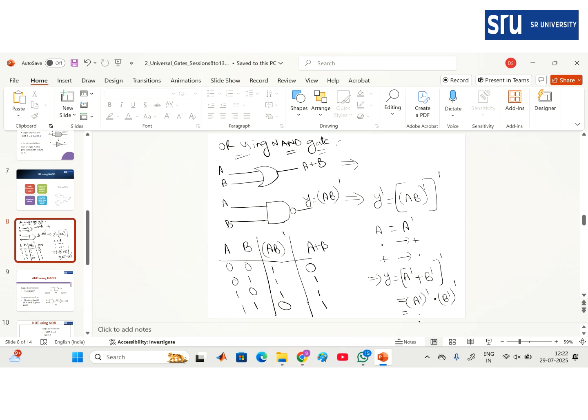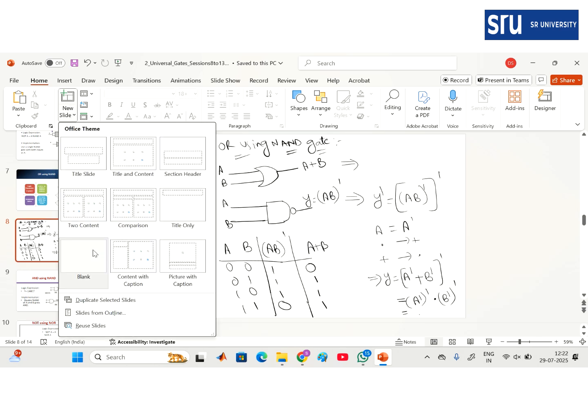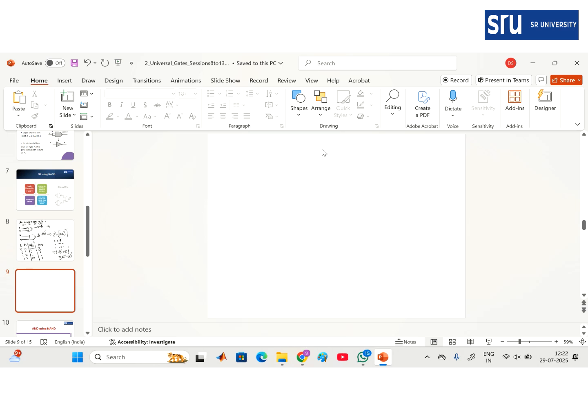Let us take one more slide. What is the output expression for the OR gate? The output expression for the OR gate is A plus B. If I apply complement on both sides, then I get Y bar equals A plus B whole bar. Then applying De Morgan's theorem, you will get A bar, plus becomes dot, B becomes B bar.